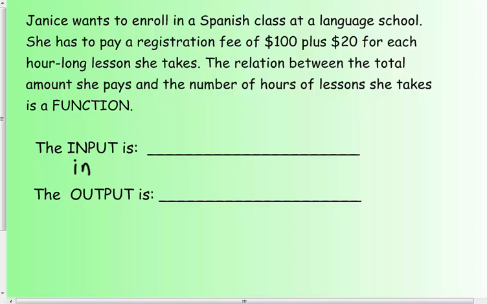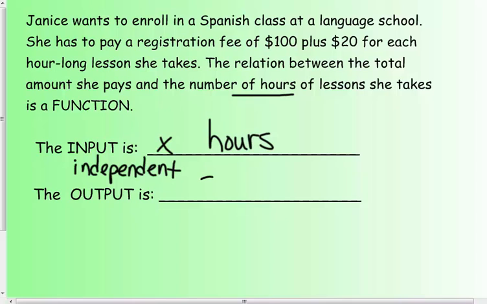That's the input, the x, which is also the independent variable. So it's the x. What would you put on the x-axis? You would put hours, the number of hours, on the x-axis. The output is the amount of money that she's going to pay, the total that she pays or paid. That's the dependent variable y.